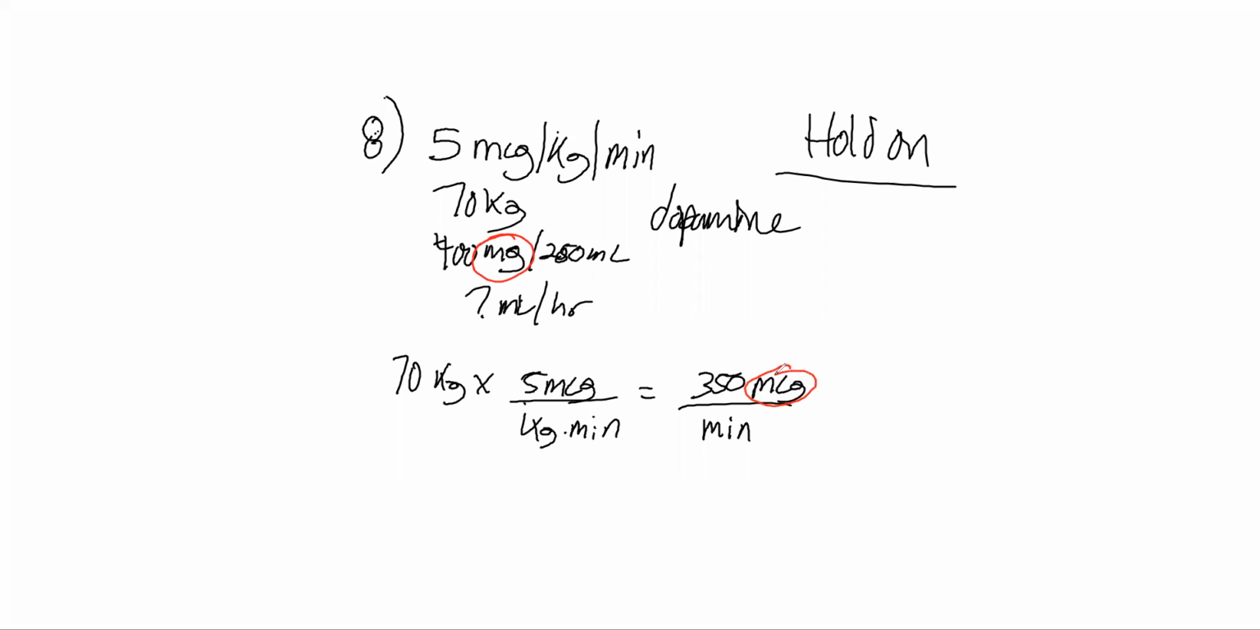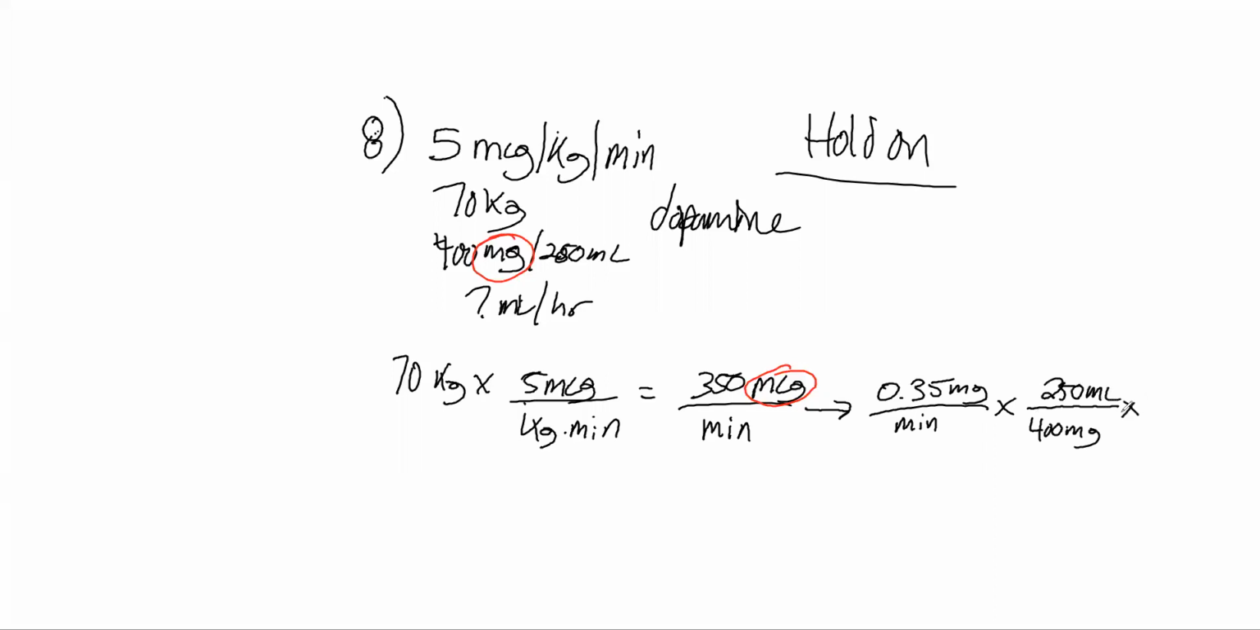Now the trick to this question is you have milligrams here and micrograms here. You can't do a calculation without them both being milligrams or both being micrograms. So for simplicity's sake, I'm going to convert this to 0.35 milligrams per minute. All I did is move my decimal point 3 to the left. Now I can do the conversion from milligrams to milliliters. It tells me I have 400 milligrams in 250 milliliters.